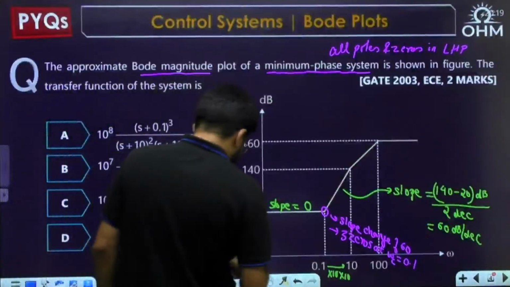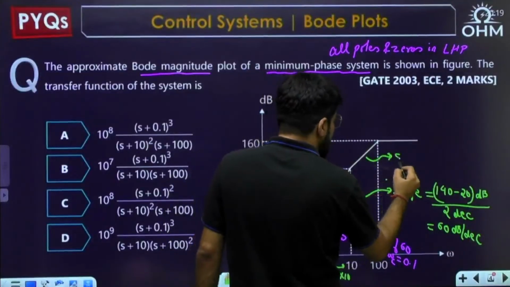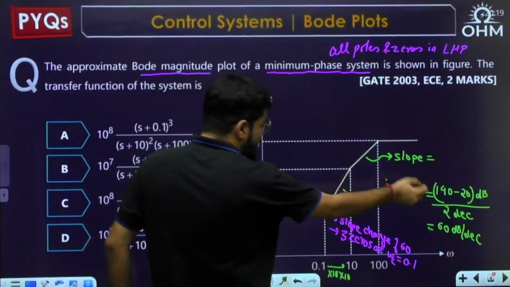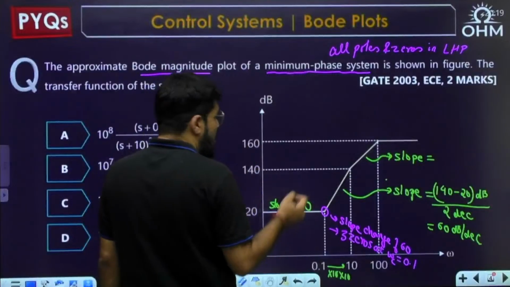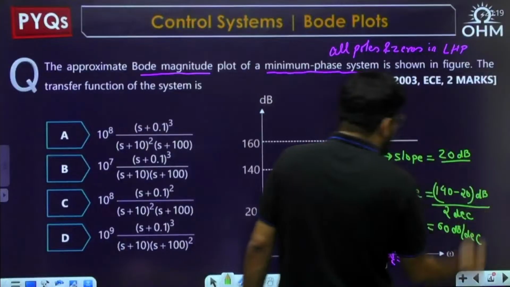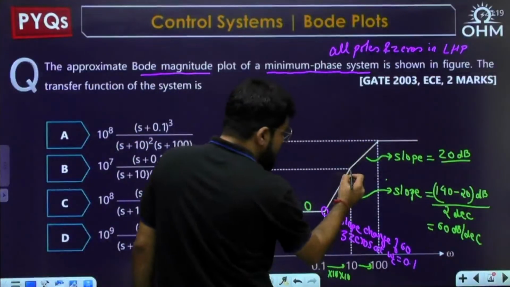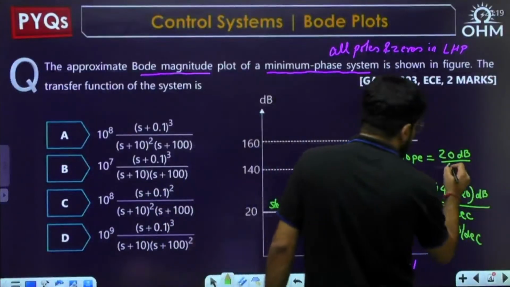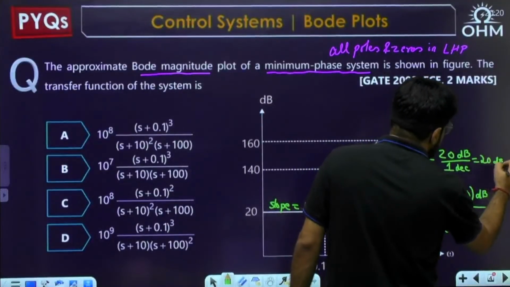Then let's go to the next, step by step. What is the slope of this line? Let me write it down directly; the previous one I explained by subtracting. Now look into it: 140 to 160, so the change is 20 decibel. Per how many decades? From this point to this point, frequency is 10 to 100, that is times 10, 1 decade only. So this slope is 20 decibel per decade.